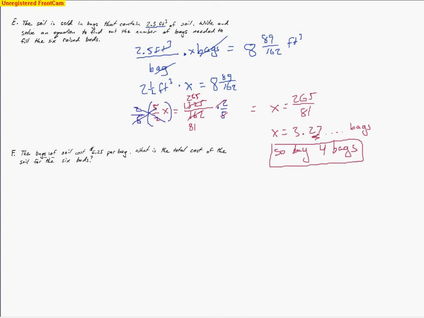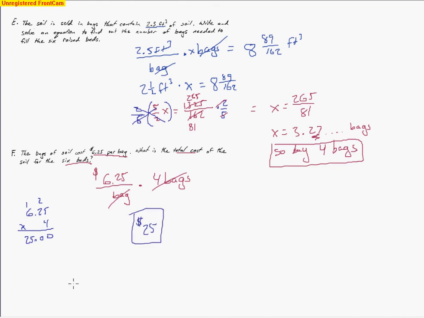So the bags of soil cost $6.25 per bag. And we want to find the total cost for the 6 beds. Well, we know we have to buy 4 bags, and look what happens. Those bags cancel out. So all we have to do is multiply the 6 and 25 hundredths by 4, and that'll get us our answer. So when we do that work, we end up with a 25, and the decimal moves over 2 spaces, so there it is, $25. And that's how much we'll end up spending on the soil.